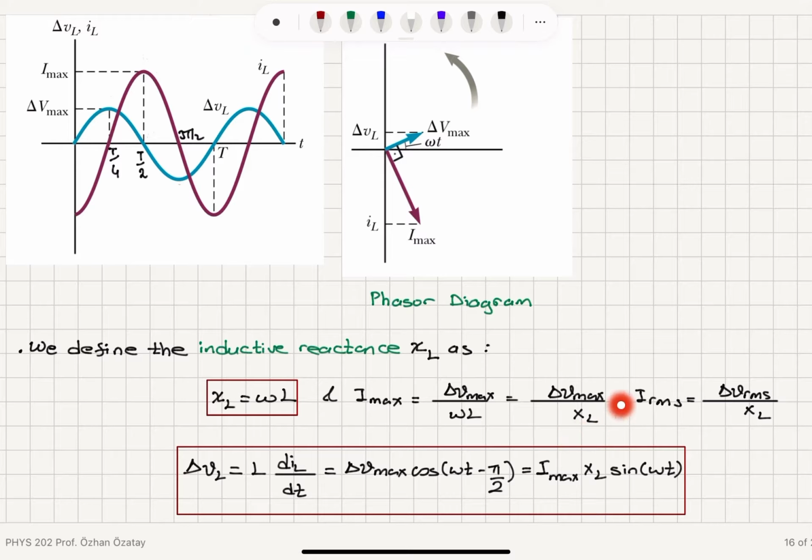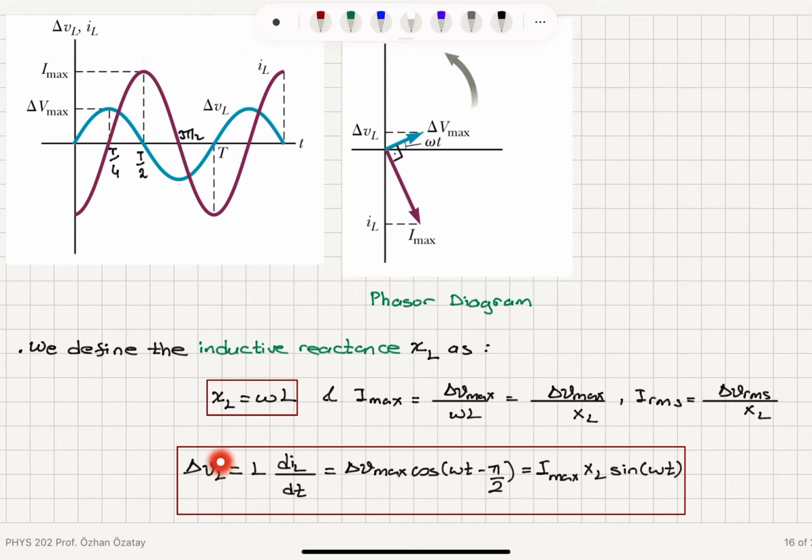So our maximum current becomes delta V max over X sub L, and RMS current becomes delta V RMS over X sub L. And remember, I RMS is I max over square root 2, and delta V RMS is delta V max over square root 2.